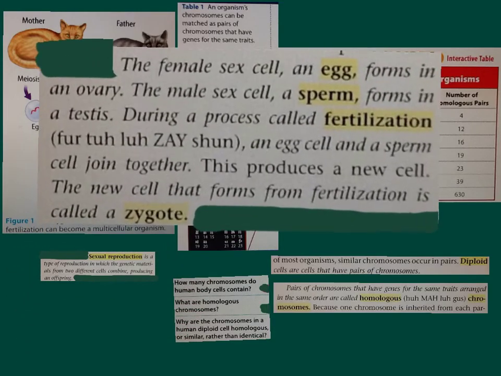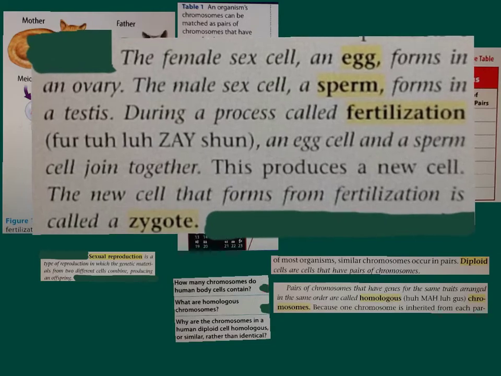And here's some more definitions that you need to write down. Okay, the egg is the female sex cell and forms in the ovary. The male sex cell is the sperm and it forms in the testes. Okay, during a process called fertilization, an egg cell and a sperm cell join together. This produces a new cell. The new cell that forms from the fertilization is called a zygote.